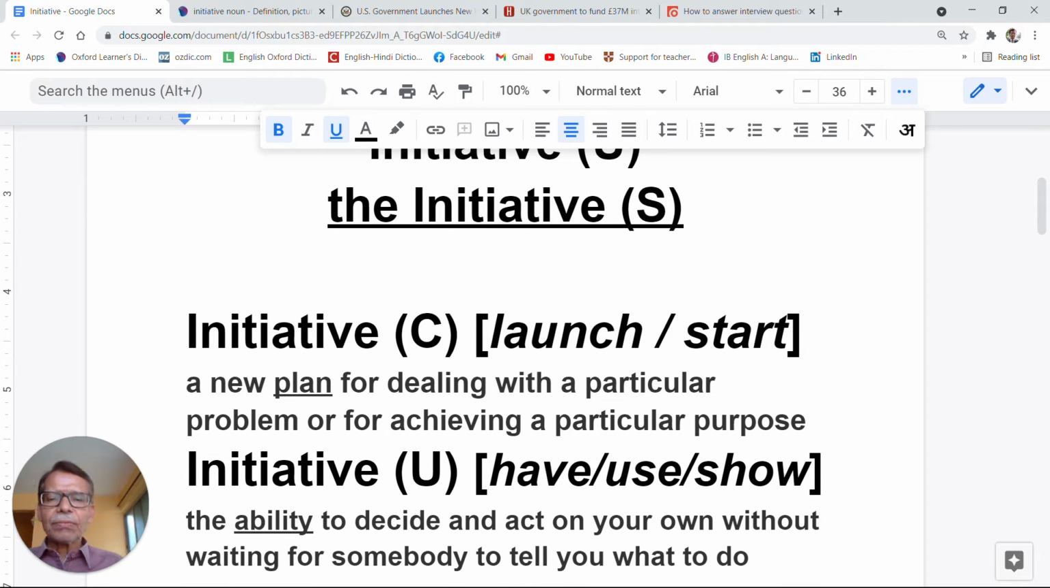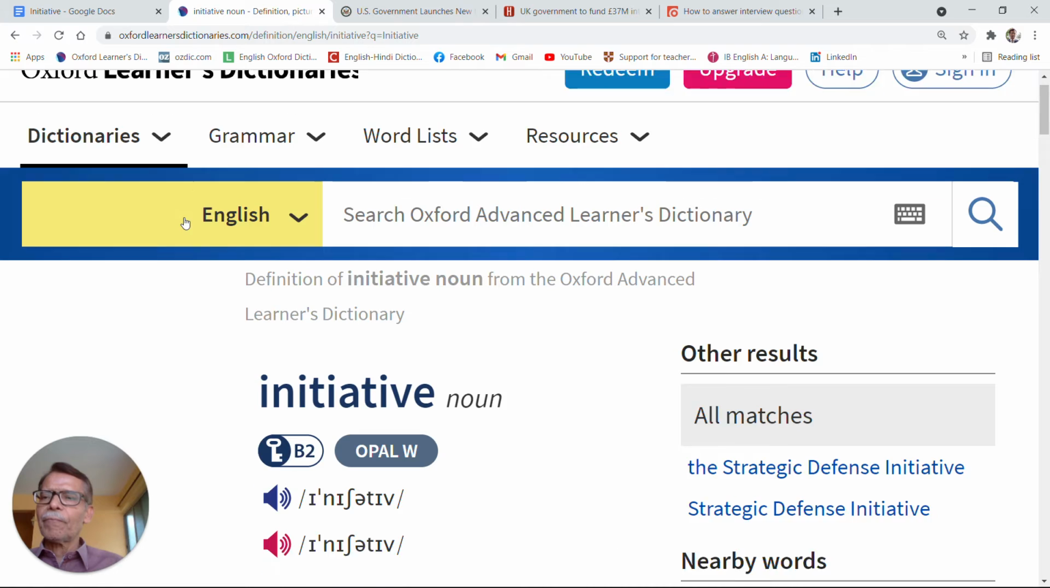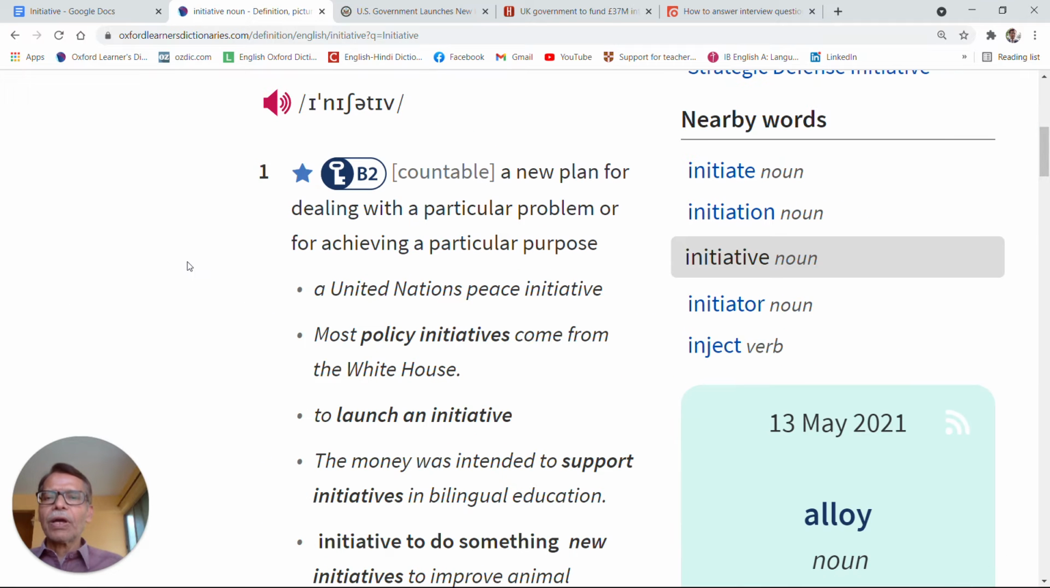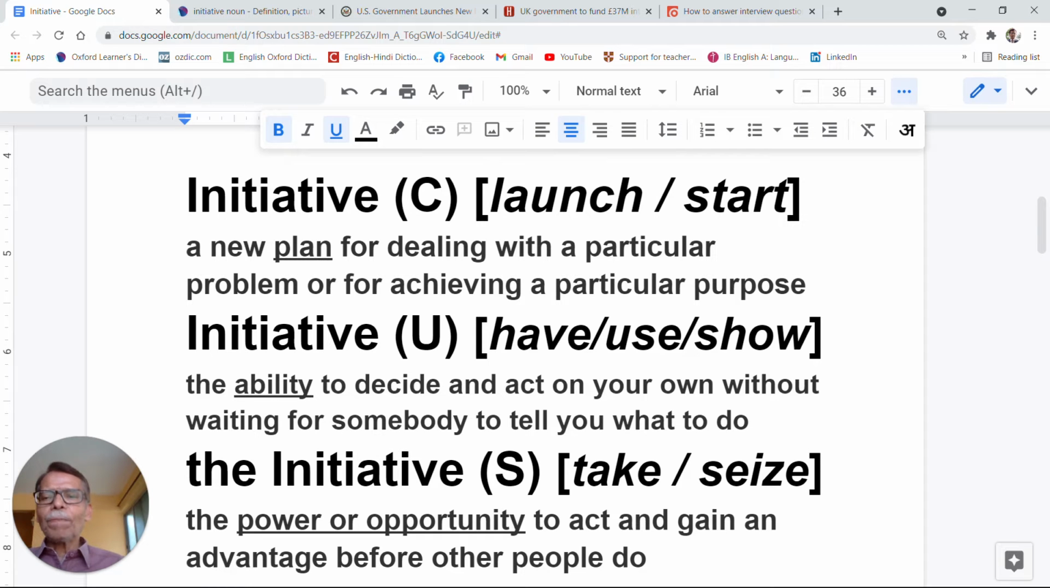and initiative, which is a countable noun. The verbs that collocate with it are launch, start. Let me show you first of all the definition from the Oxford Learners Dictionaries. And the first countable, as you can see, a new plan for dealing with a particular problem or for achieving a particular purpose. Same thing I have written here, same definition. A new plan for dealing with a particular problem or for achieving a particular purpose.